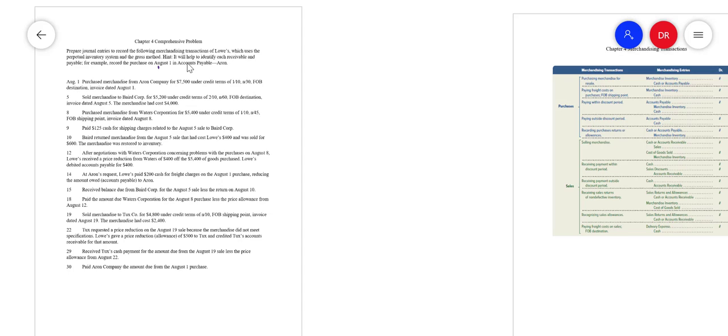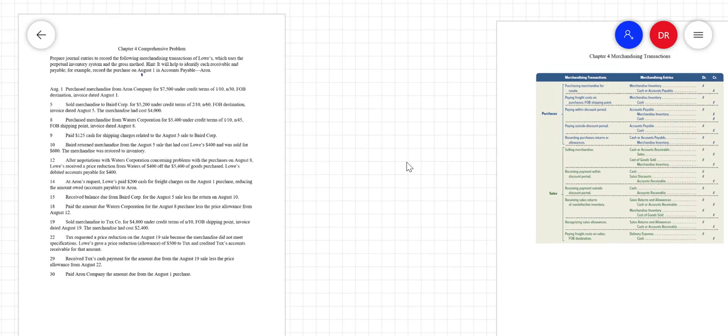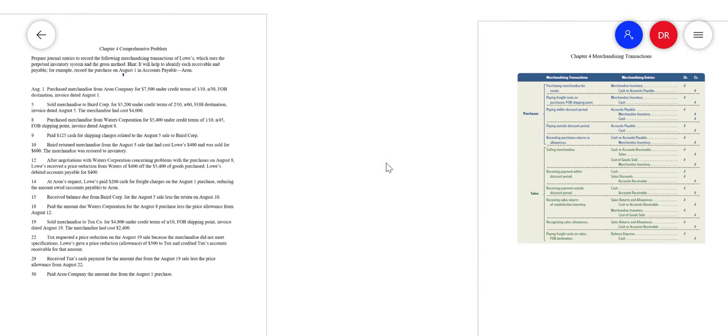This is the comprehensive problem that we worked in class the other day. I told you I would go through and finish up the journal entries, but I realized that there was one journal entry in here that I looked at the incorrect way, and I wanted to clarify it for you and explain what was going on.